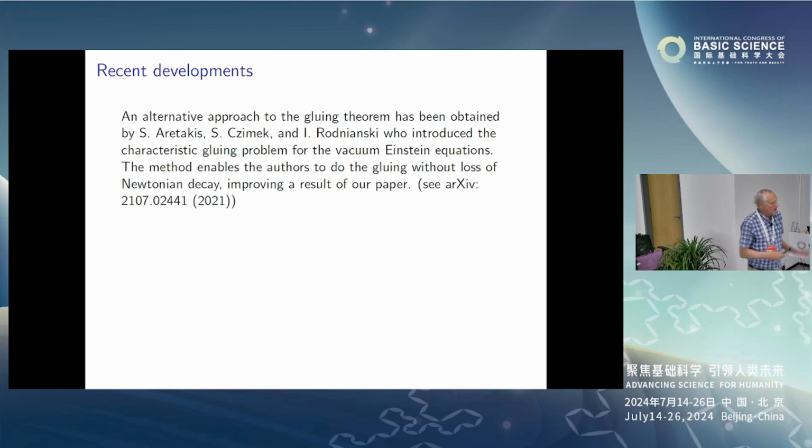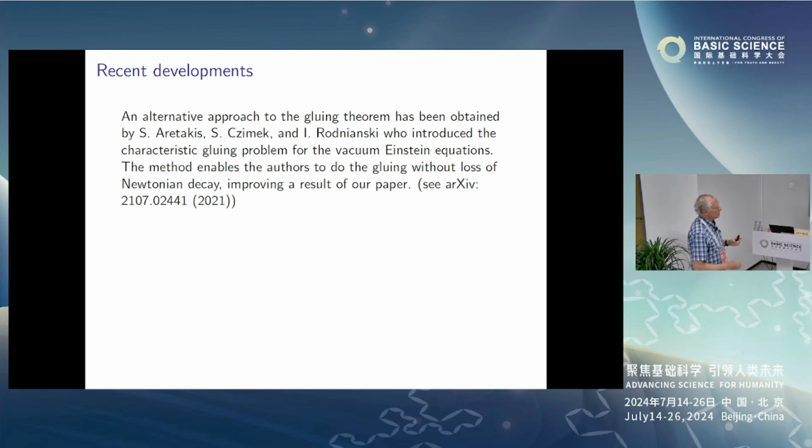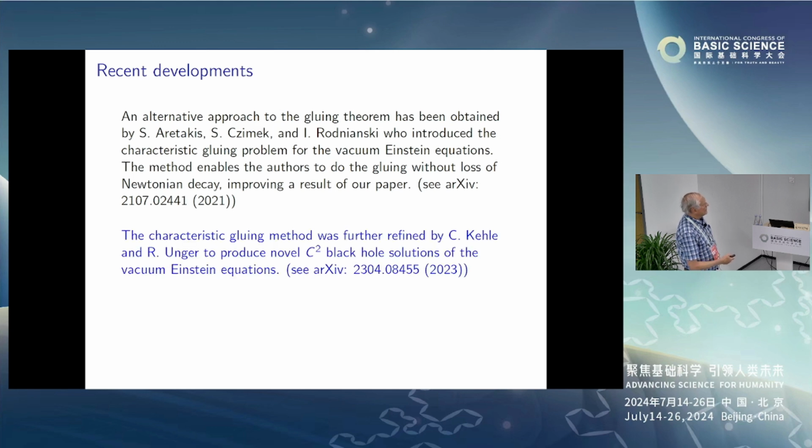Okay, they're able also to reproduce the asymptotically Kerr work using this idea as well. And in fact, they've done a number of things with this method since then. This idea was further refined recently by Kale and Unger to produce novel C2 solutions. These seem to be limited in regularity. They're black hole solutions which have interesting behaviors. That's a relatively recent work, which also uses this characteristic gluing method.